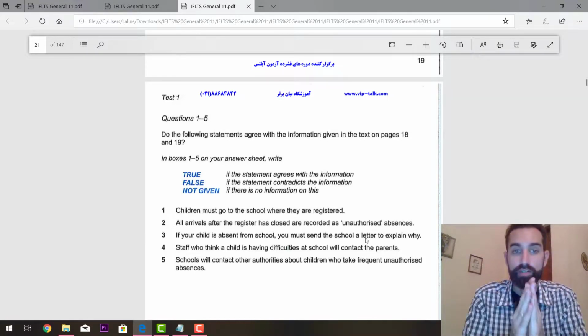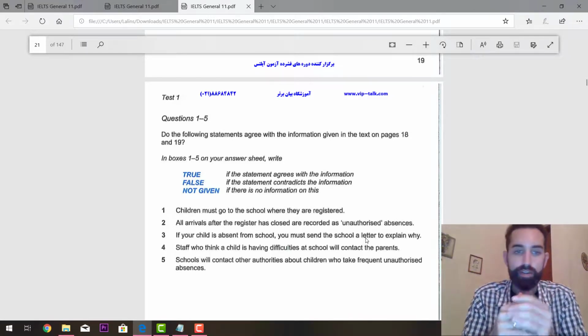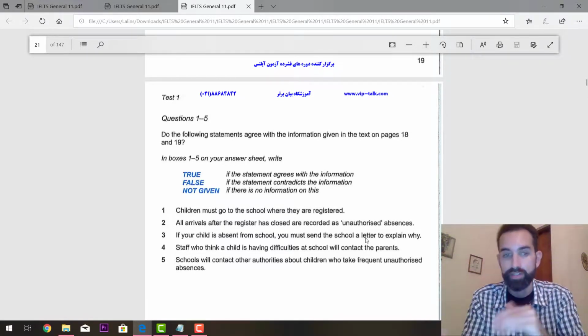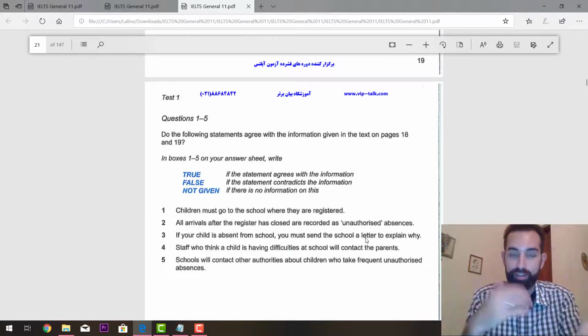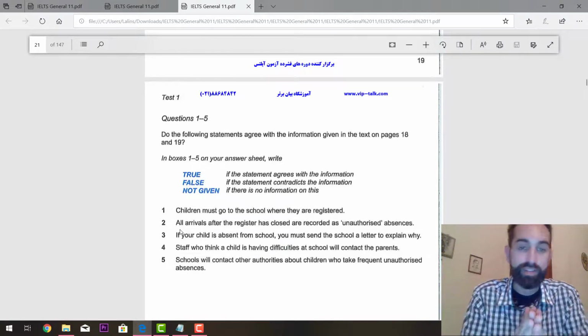But true and false is generally quite easy to figure out. If there's a contradiction, like all arrivals versus some arrivals are okay as long as you have a good reason, then it's clear that that is false. So that's how you do that.